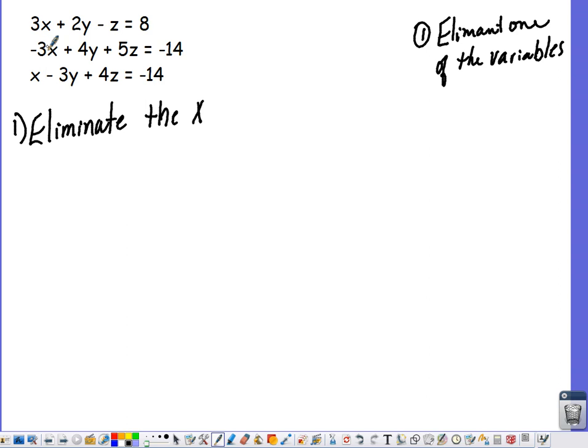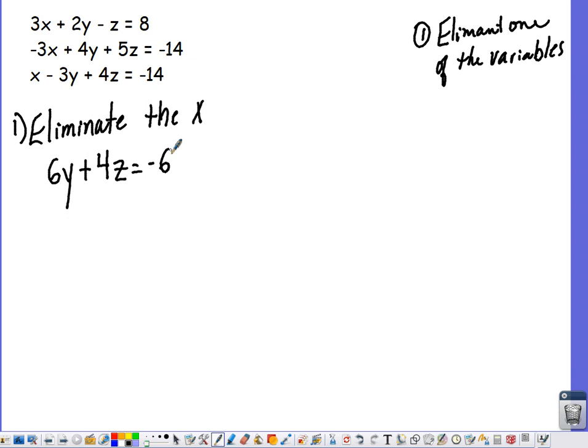So 3x plus negative 3x cancels out. 2y plus 4y gives me 6y. Negative z plus 5z gives me 4z, equals 8 plus negative 14, which gives me negative 6. So just like we did before, nothing's different. The only thing is now we have three variables, but we're combining two of them.